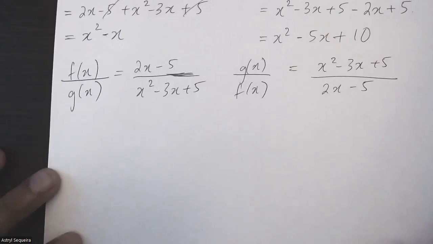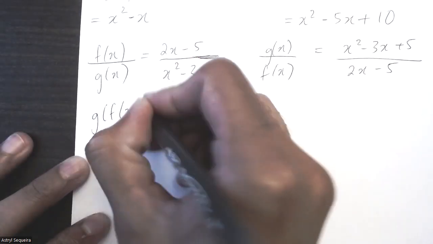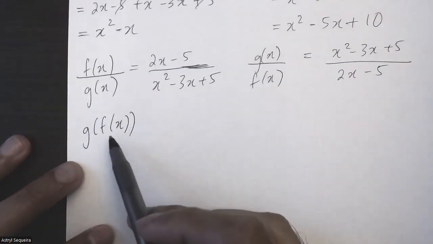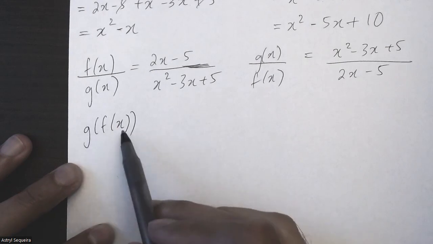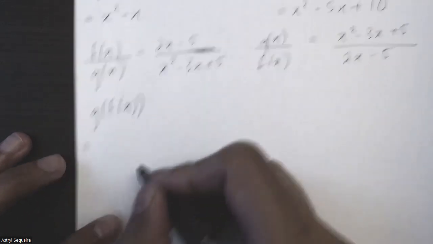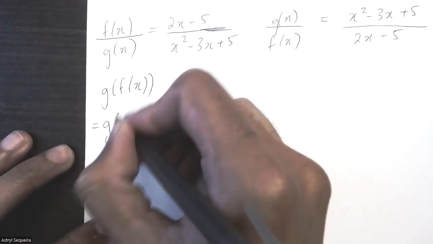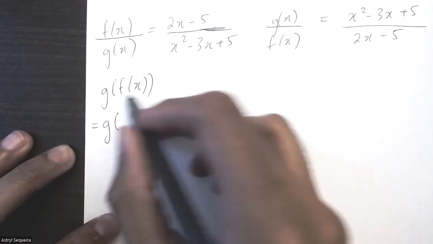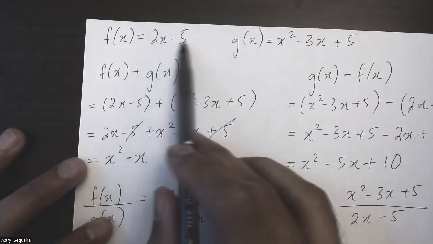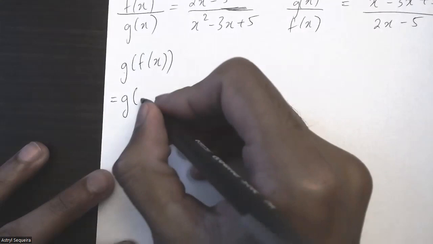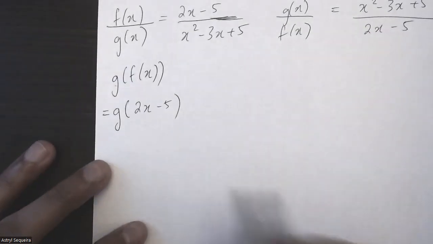Last two questions are composite functions. First, we have g of f of x. Composite function is just one function inside another function. So f of x is just inside of g of x. So if I want to do this question over here, I'm going to write the outside function the exact same, but I'm going to replace the inside function with what it actually is. So I know that f of x is actually 2x minus 5. I'm going to write this as g of 2x minus 5.